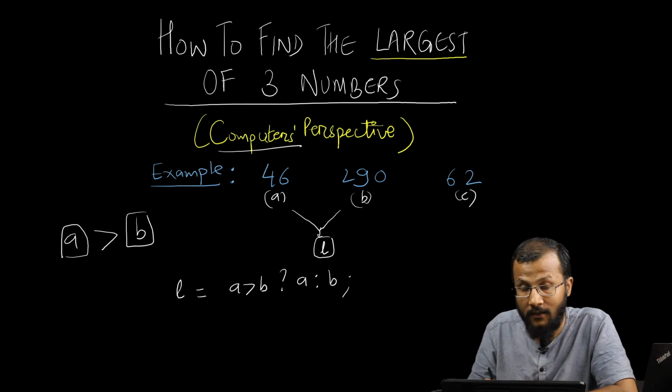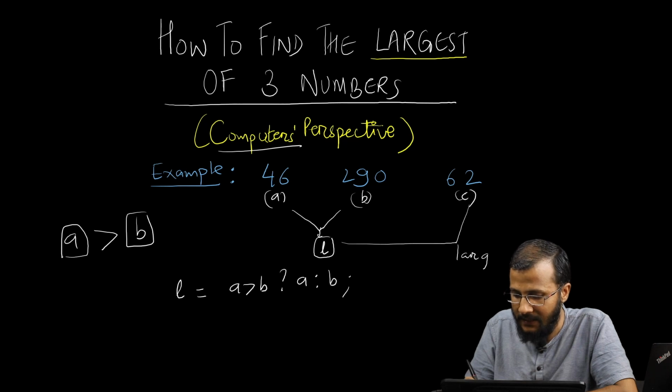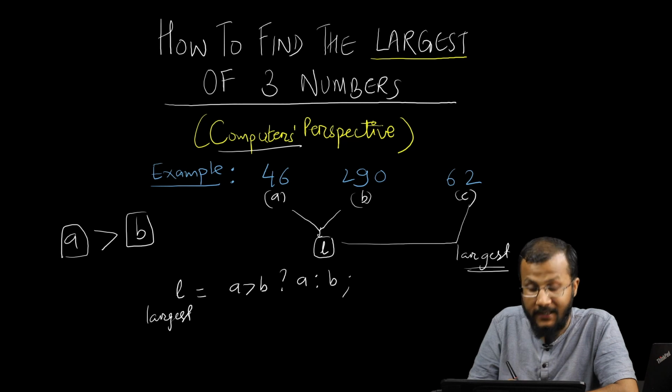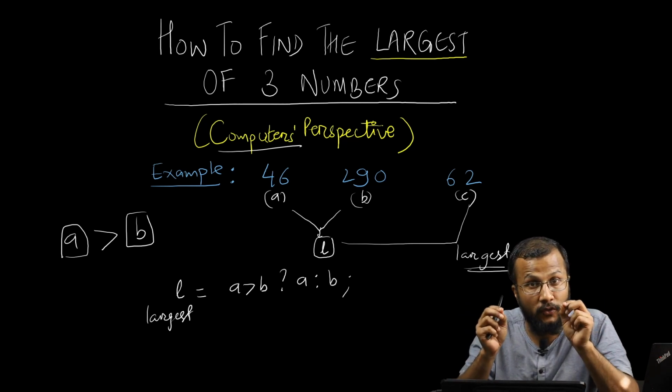So we have used the conditional operator once. Now we need to find the largest amongst L and C. Let's say the largest amongst L and C is called largest. So what is largest here? See, we are just taking 2 numbers at a time. That's the important point that you need to note down here.